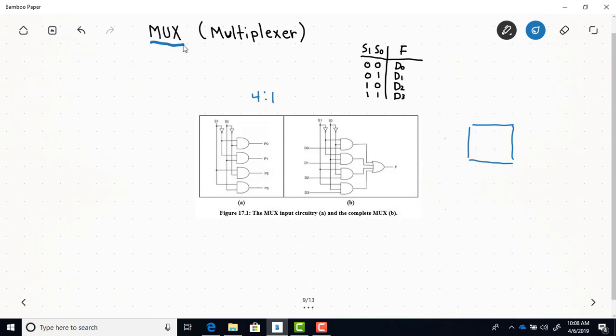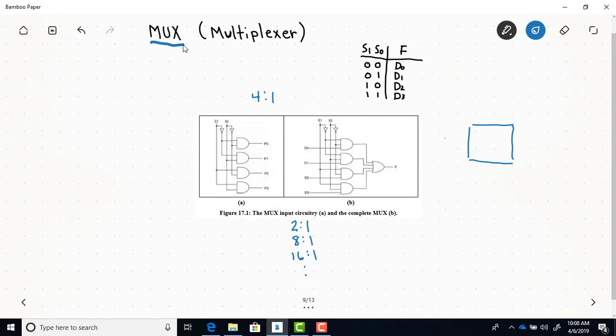And what's true of all MUXes is that there's a single output and multiple inputs. So you can also have 2-to-1 MUXes, 8-to-1, 16-to-1, and so on. Okay, the bigger number is the number of inputs, and then there's always a single output.